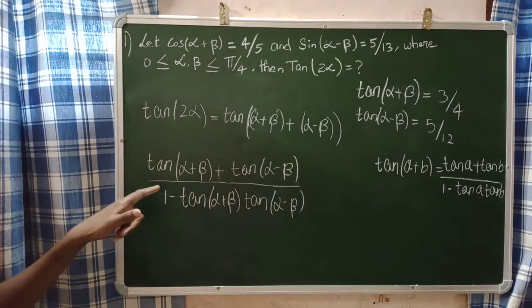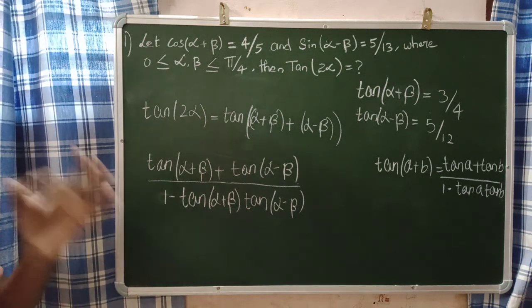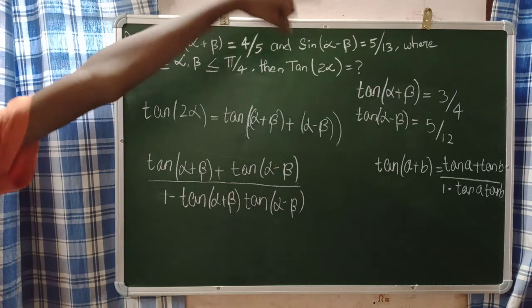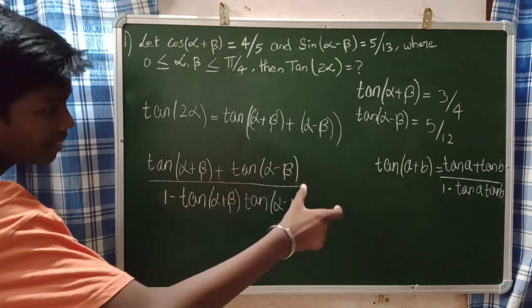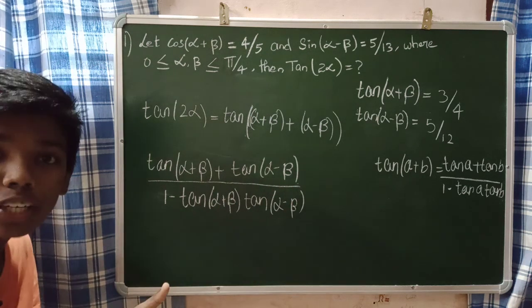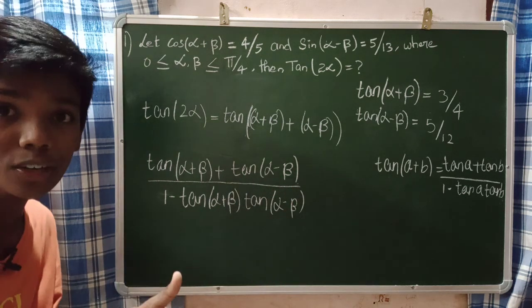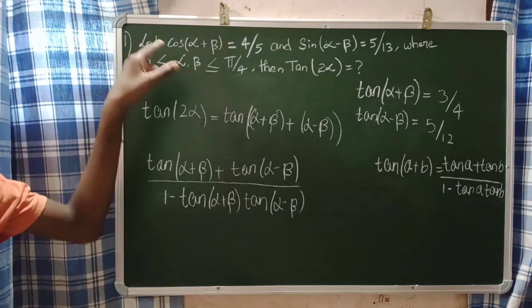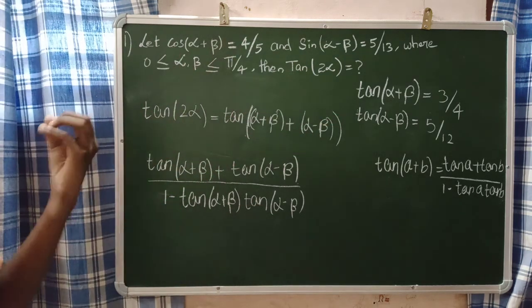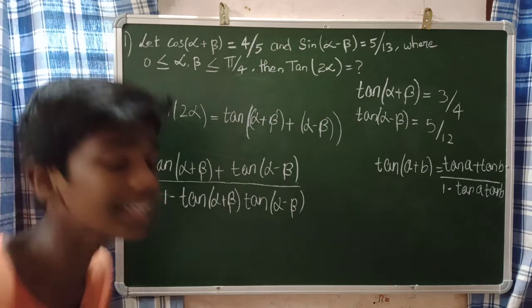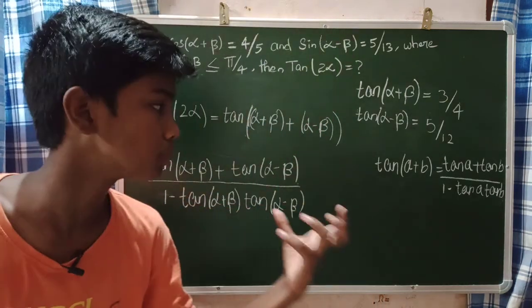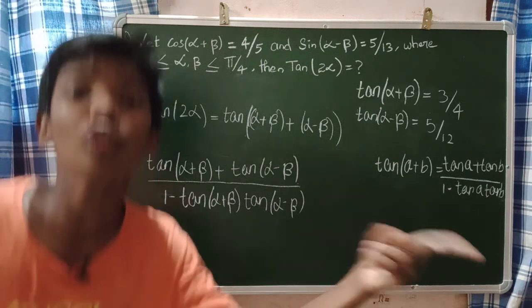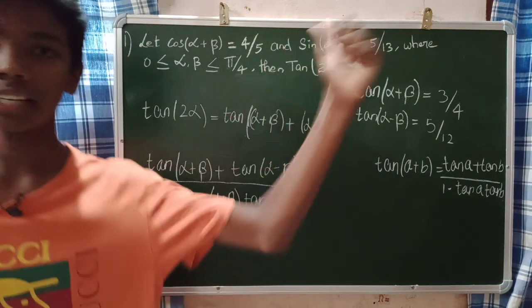So do we know the value of tan of alpha plus beta? Of course we know. At the beginning of the question itself I found out that value. And do we know the value of tan of alpha minus beta? Of course we know. At the beginning itself I converted this cos and sine in terms of tan, and that is the reason why I converted those values in terms of tan. In order to solve this big expression, I found out the values of tan using cos and sine.